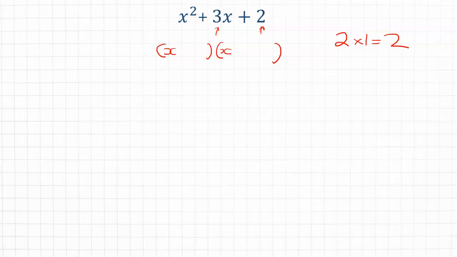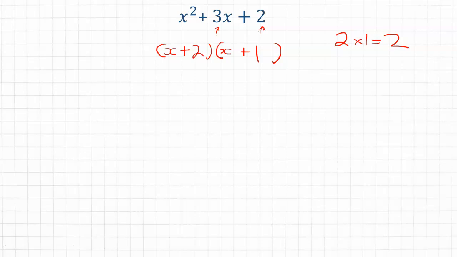In this case there's only one pair, and we can see that 2 and 1 adds to 3, which is the middle number of our quadratic expression. So we write plus 2 in the bracket and plus 1 in the other bracket. It's important to write the signs of the two numbers. So now we can say x squared plus 3x plus 2 factorized to double brackets is (x + 2)(x + 1), both within brackets.